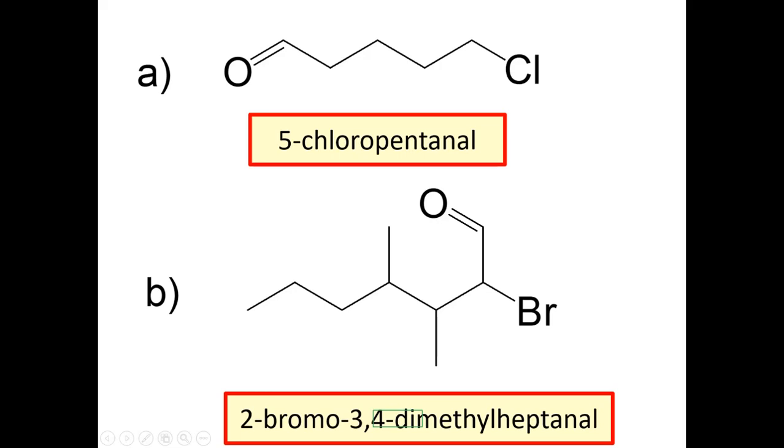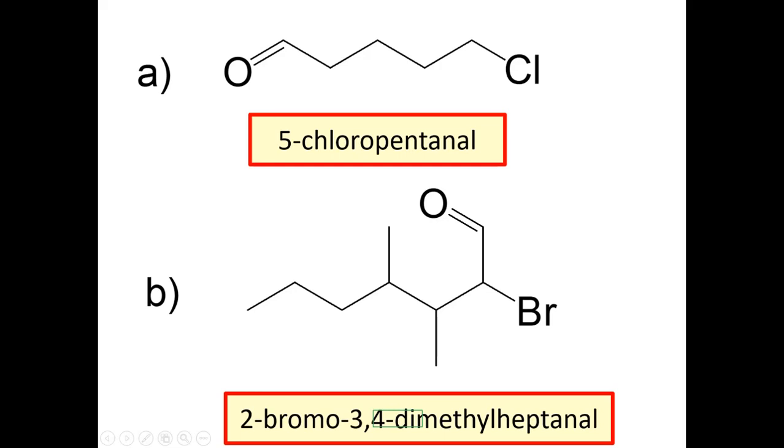After that, for question B, you need to find the longest parent chain that contains the carbonyl compound. 1, 2, 3, 4, 5, 6, 7. Okay, so you need to count from here. So 1, 2, at location number 2, you have a bromine group. So it will be 2-bromo. 1, 2, 3, 4. At location 3 and 4, you have methyl groups. So 3 and 4. And at the same time, you have 2 methyl groups. Then you need to put dimethyl heptanal.